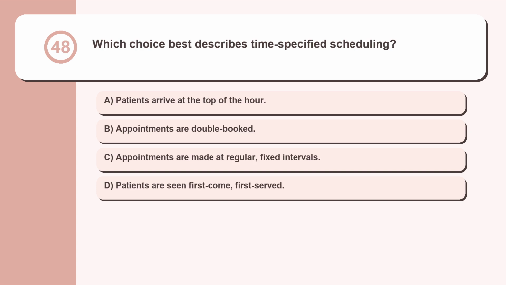Question 48. Which choice best describes time-specified scheduling? Here are your options. Option A. Patients arrive at the top of the hour. Option B. Appointments are double-booked. Option C. Appointments are made at regular, fixed intervals. Option D. Patients are seen first come, first served.